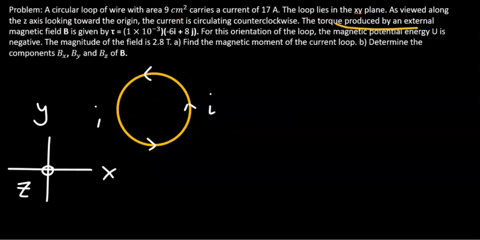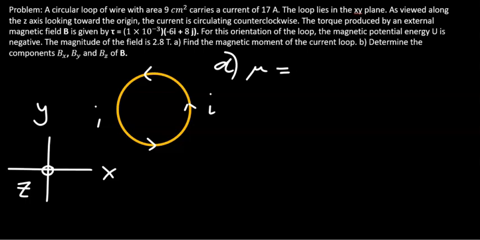The torque produced by an external magnetic field is given by that expression right there. For this orientation of the loop, the magnetic potential energy U is negative. The magnitude of the field is 2.8 Tesla. Find the magnetic moment of the current loop and also determine the components of the magnetic field, Bx, By, and Bz. So first, let's determine the magnetic moment.